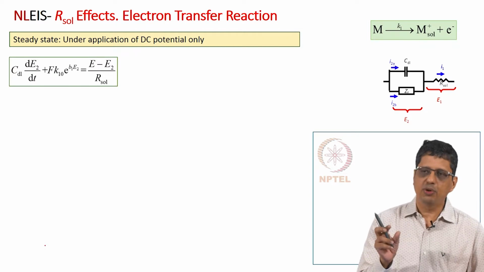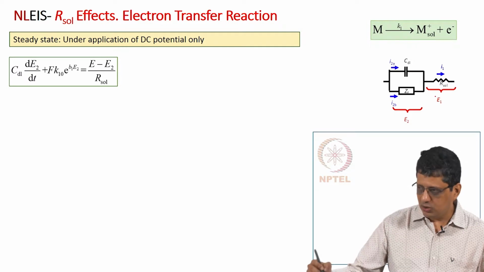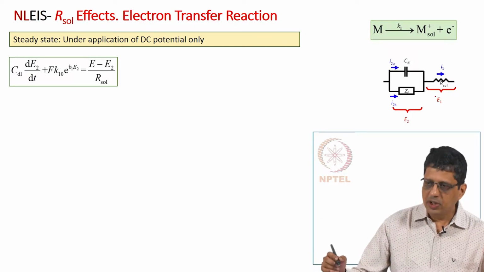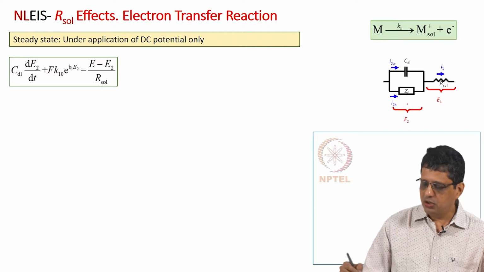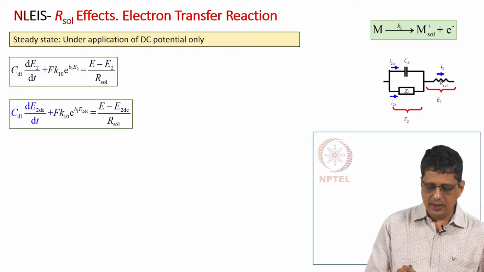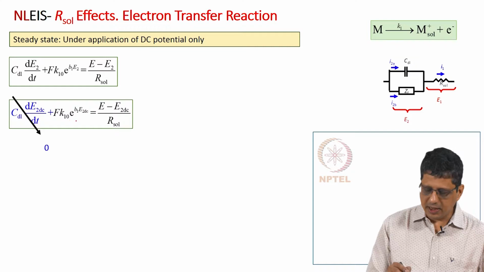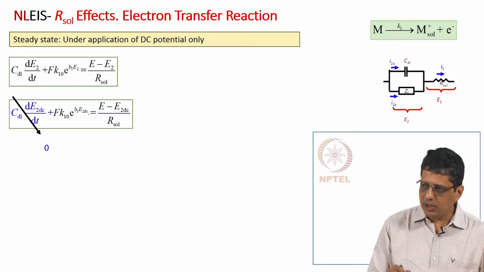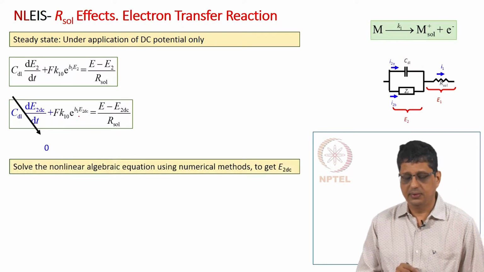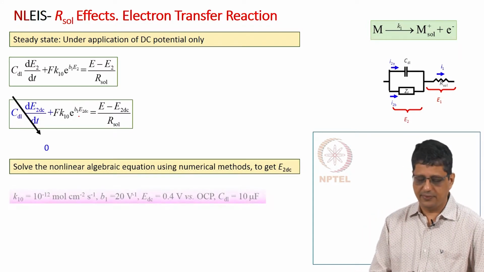So, if I apply DC potential and do not apply any AC potential, that means E1 is going to be constant, constant meaning it is going to be invariant with respect to time, E2 is going to be a constant. We can say that dE2/dt goes to 0, and the remaining terms can be solved numerically. It is a nonlinear algebraic equation, but you can solve this and get the value for E2 DC. You can use a numerical method to get the E2 DC.